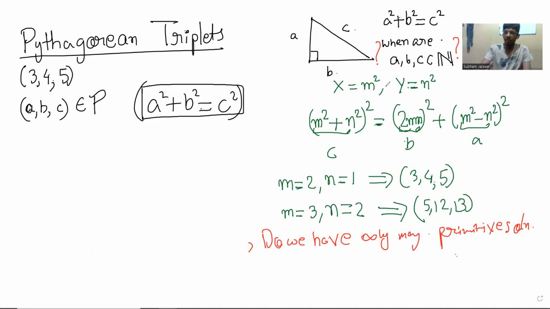Certainly, we have infinitely many choices of M and N, right? You can keep choosing M and N to be anything, and you'll get solutions. But when do you get primitive solutions? Meaning that there is no common factor.